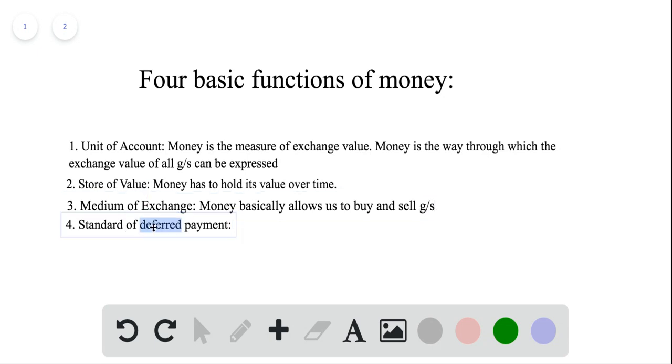And our last value here is our standard of deferred payment. What that means is that lending and borrowing would basically be impossible without money. So now that we have money, it makes it easier to both lend and borrow. So standard of deferred payment just means that money allows us to lend and borrow. So just to recap here, we have four basic functions of money: unit of account, store of value, medium of exchange, and a standard of deferred payment.